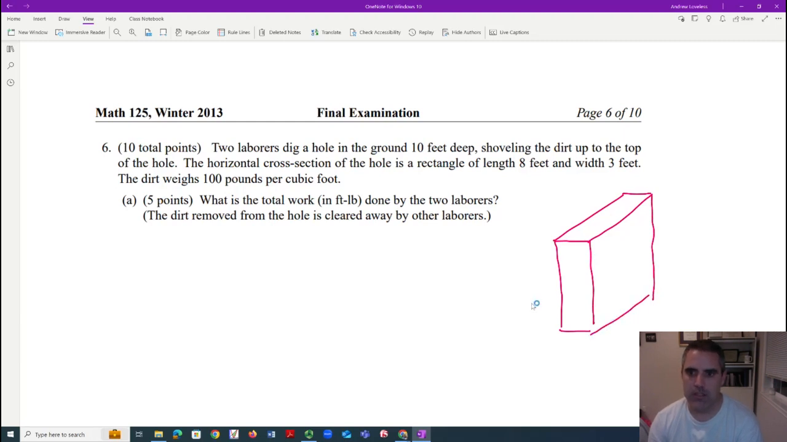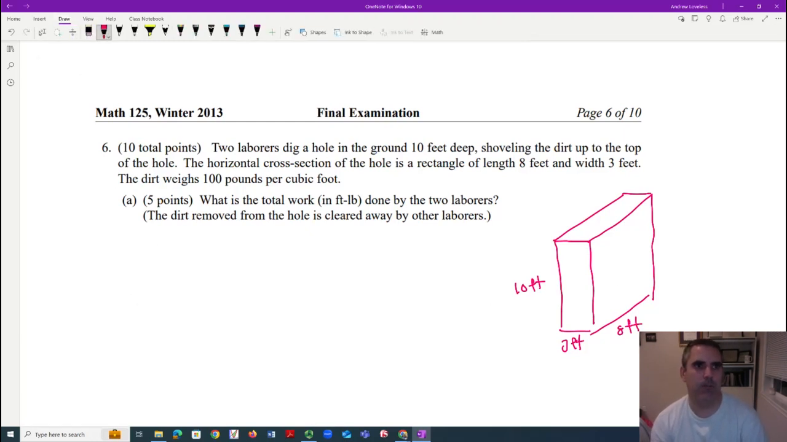So this is 10 feet. This is 3 feet. This is 8 feet. And we're digging horizontal cross sections. So I did that. The dirt weighs 100 pounds per cubic foot. What is the work done to get the dirt to the top?